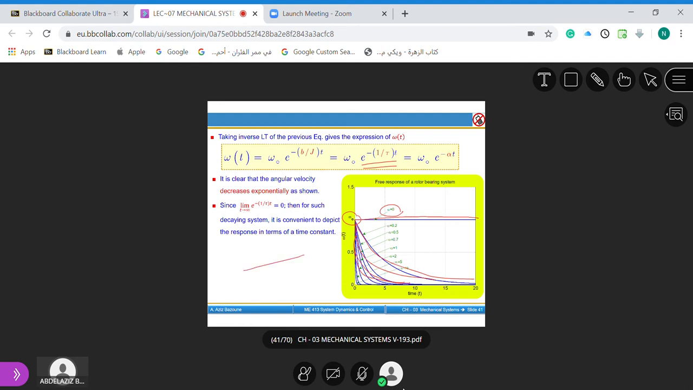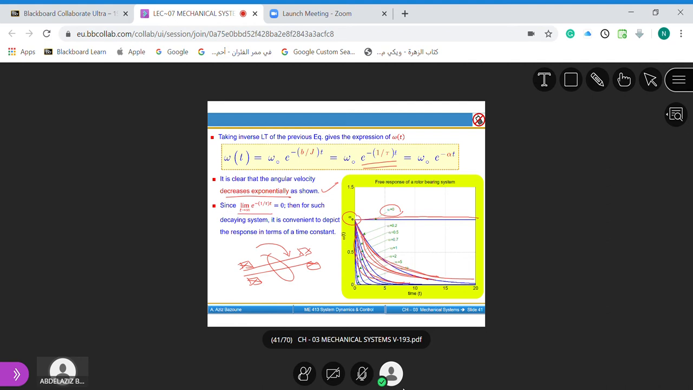When you turn your rotor like this, you have bearings here, and you have the cylinder, bearings here. And you give small rotation, it will rotate few rotations or even less than one single rotation, and then it will stop. And this is what it is doing. Exponentially, it's decaying exponentially. So it's clear that the angular velocity decreases exponentially as shown because of the presence of the damping, because we have damping or because we have friction.